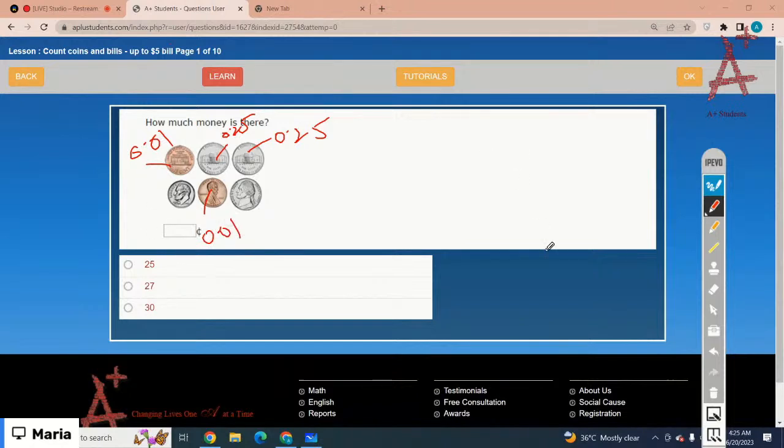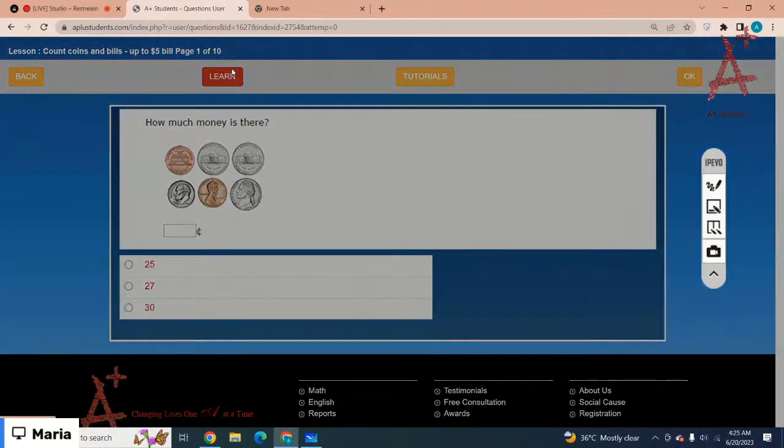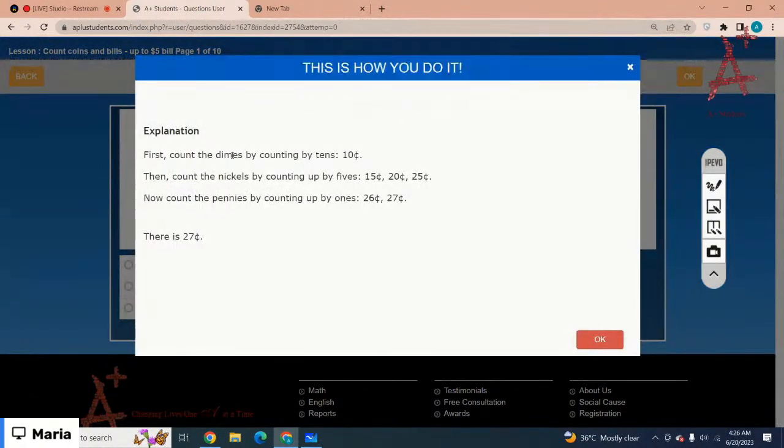No, no, no, sorry. Hold on, I forgot. You can count the dimes by 10. Yes, here it is. Got it? Then you have the nickels. You can count the nickels by 5. You have 3 nickels. And then you have to count the pennies. You have 2 pennies. You can count the pennies by 1. Got it? You have only one dime. You can count the dime by 10.